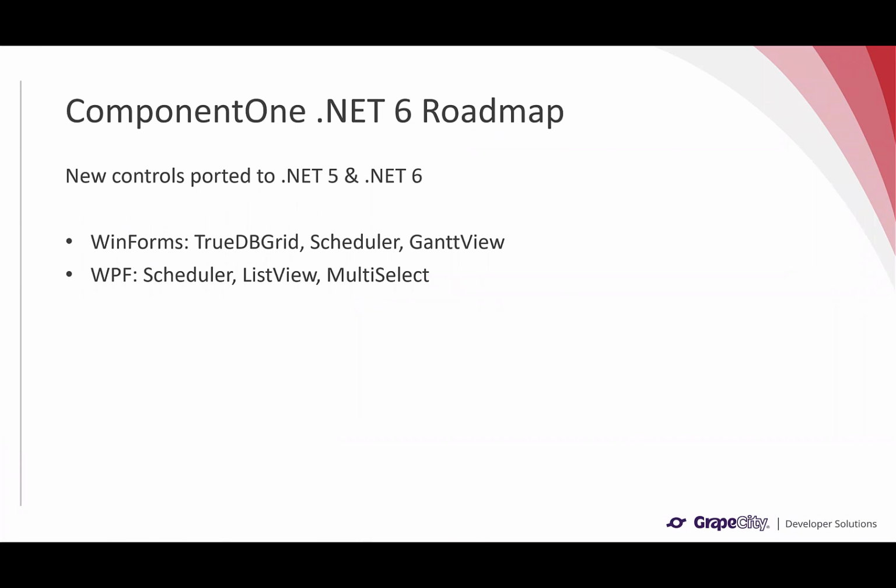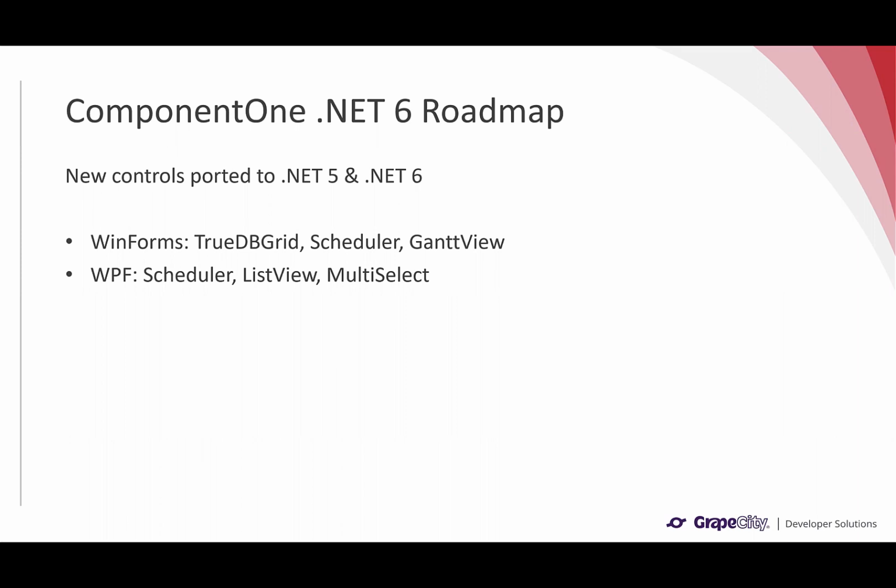So for those of you who are already using ComponentOne controls and looking to see us complete our .NET 6 migration, I can share that we are mostly there. With the addition of C1 TrueDB Grid, Gantt View, and Scheduler in WinForms and WPF, we're now adding some of the last big controls. For WPF, we've also added list view and multi-select. And at this point, more controls are ported than not.